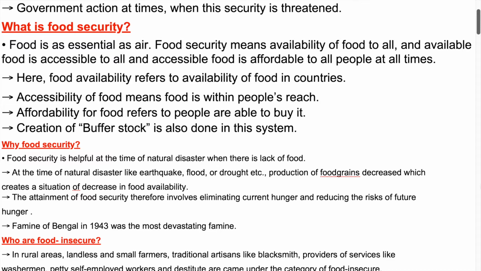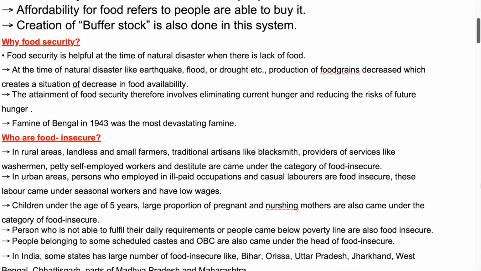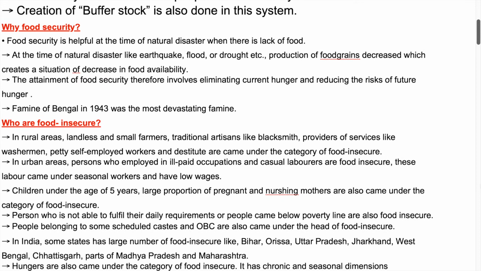Why food security? Food security is helpful at the time of natural disaster when there is lack of food. At the time of natural disasters like earthquake, flood, or drought, production of food grains decreases, which creates a situation of decrease in food availability. The attainment of food security therefore involves eliminating current hunger and reducing the risks of future hunger. The famine of Bengal in 1943 was the most devastating famine.